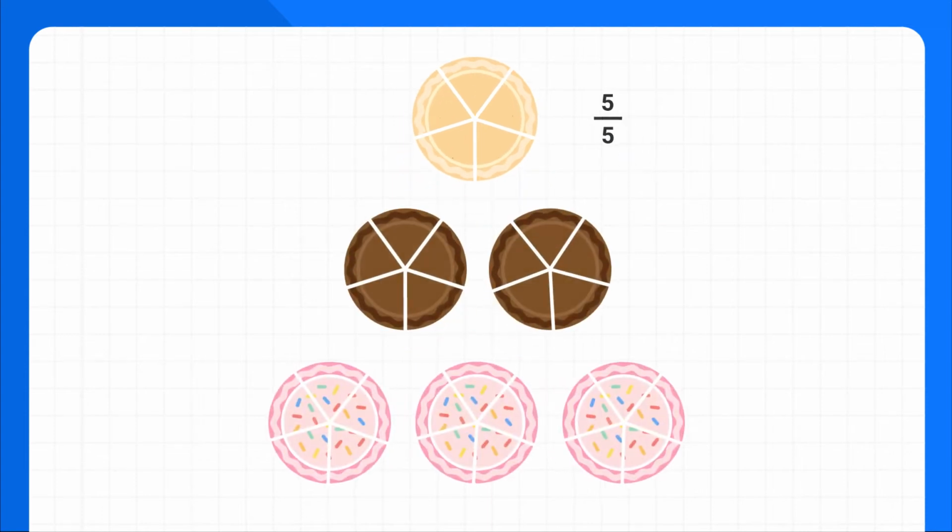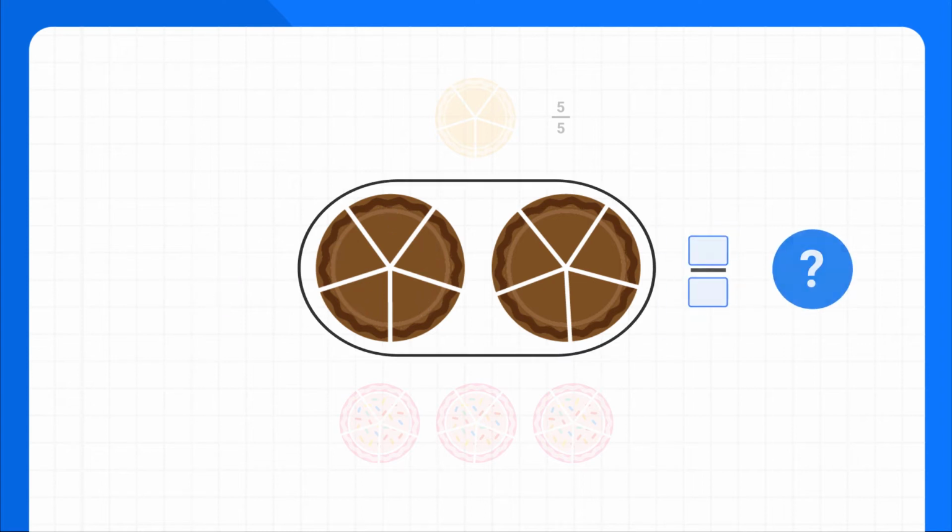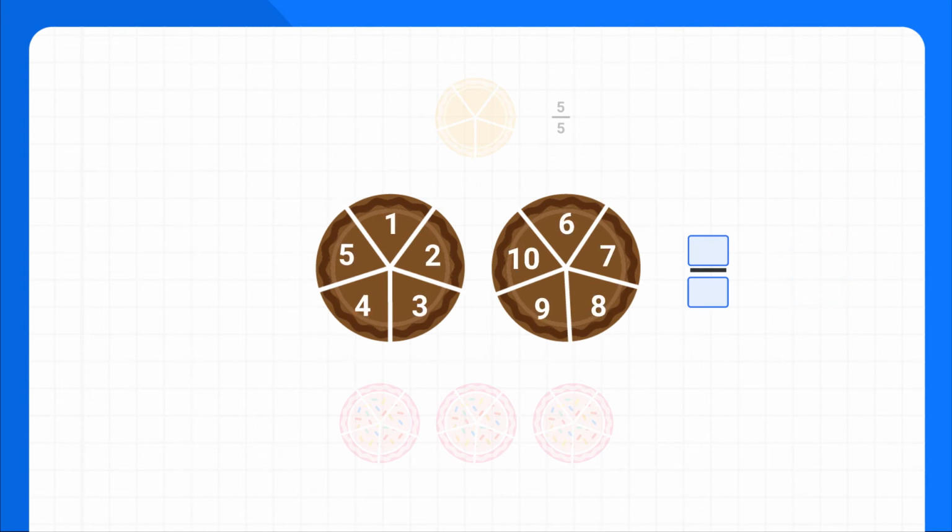But if we head back to our table, let's take a look at the chocolate cakes. How many slices of chocolate cakes are there? Well, we could look and see we have 2 full cakes. The first cake, it's cut into 5 slices, and we have all of them. So that's 5/5. Then this next cake, it's also 5/5. But what is this in total? Well, we definitely have 10 total slices.